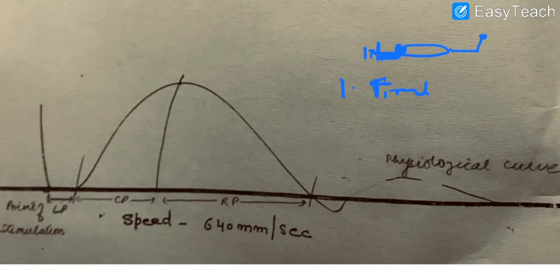Okay. Now, what is the second reason for the latent period? The second reason is the neuromuscular transmission, or we can say the nerve impulse has reached the neuromuscular junction. Now, that will make this neurotransmitter get released. And what is the neurotransmitter over here?